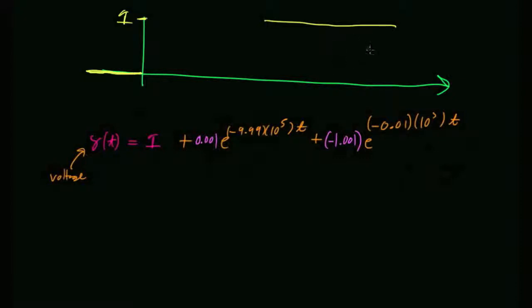Remember when we did the first order equations? It was always e to the minus t over tau. So what would be the time constant on this term?